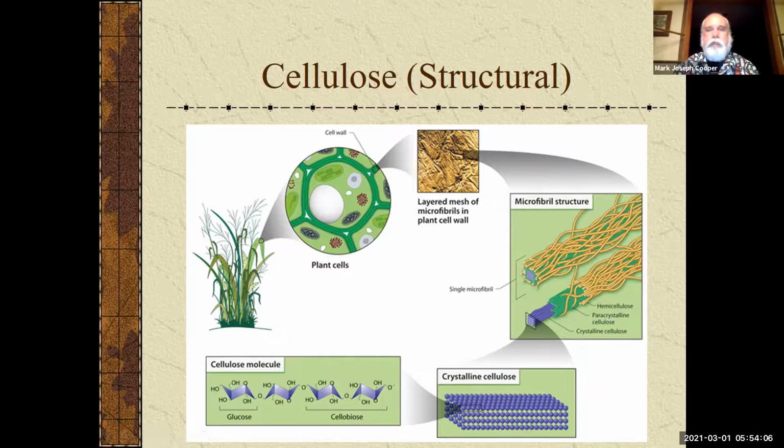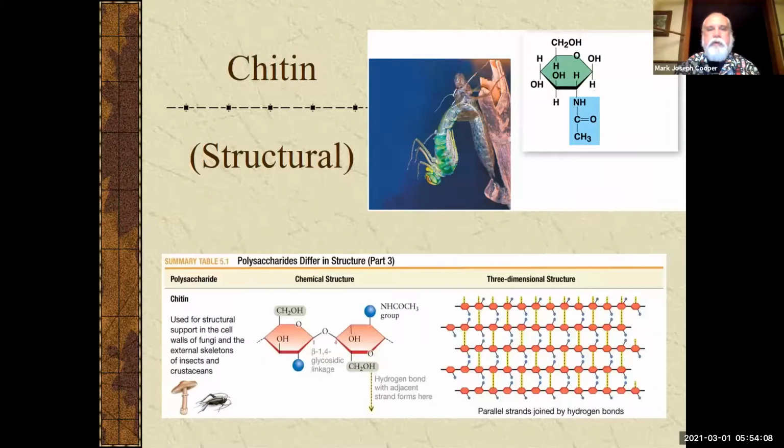Animal structure, we don't use cellulose. We use something called chitin. And chitin is what you see here on the exoskeleton of insects and lobster and crabs. And so again, this is the structural. So again, I want you to know that.